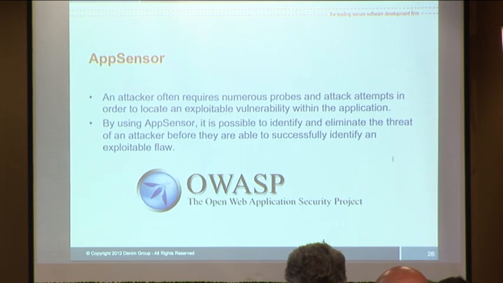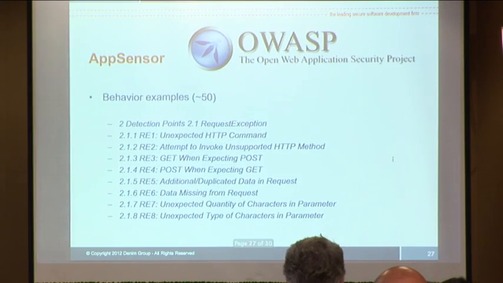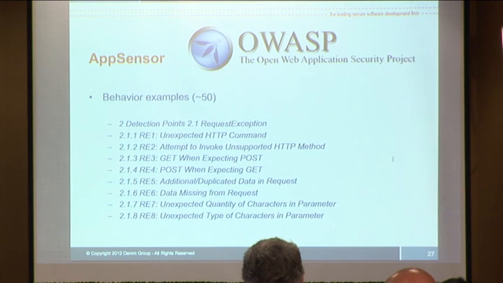So again, this is something that's instrumented in application servers. And these are examples of the type of bad behaviors. There's about 50 of them. For example, an HTTP GET when you're expecting a POST, and the reciprocal. I mean, that's unusual. That's weird.